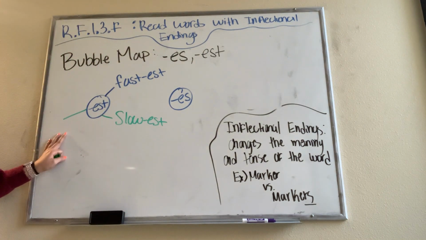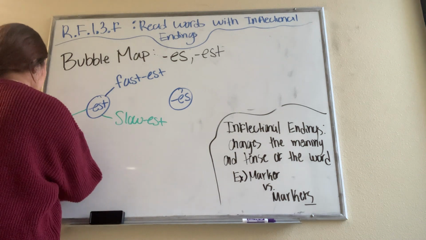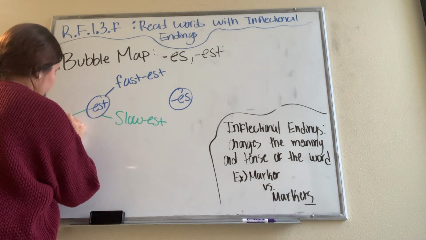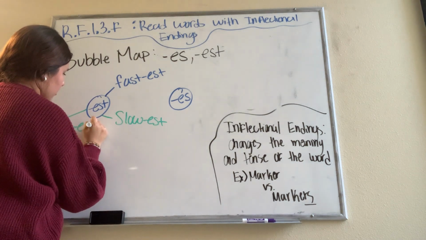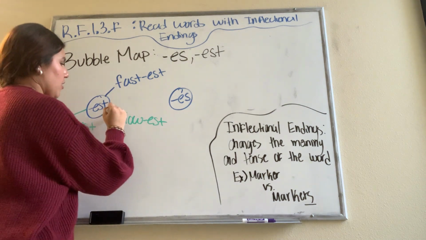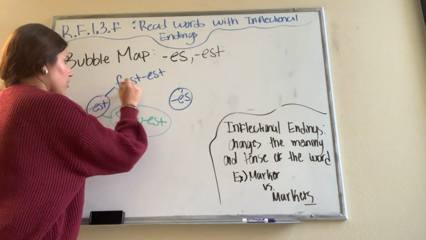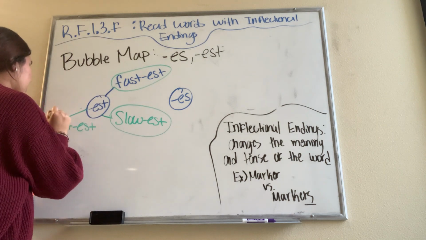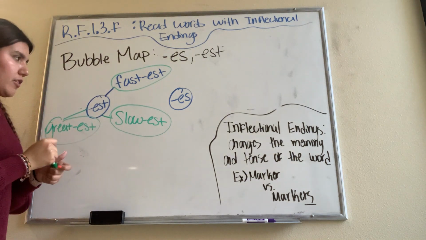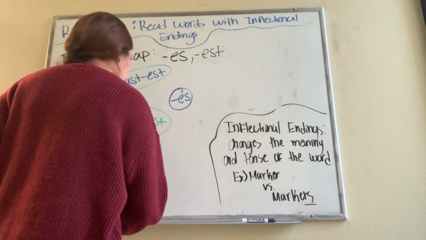Another example, greatest. So we can do great, and then est is added. And then this completes the bubble map. And then for es, let me switch that.